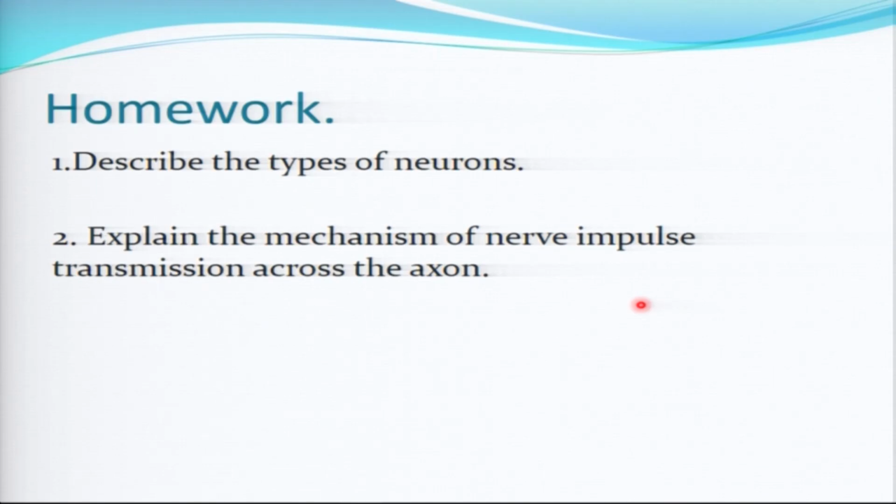So now, at the end, you are going to have this homework, so make sure you do it. You will describe all types of neurons according to their structure and function, and make sure you draw. Then you will explain the mechanism of nerve impulse transmission across the axon. This is what you have to revise. We shall see this next time, but try to read it so that when I come, you have an idea of this.